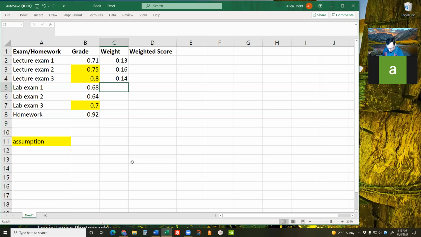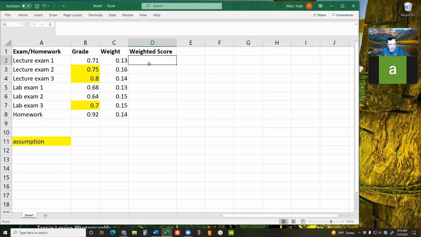Lab exam 1 is 13%. Lab exam 2 is 15%. Lab exam 3 is 15%. And your homework is weighted at 14%. Okay, so your homework is every bit as significant as lecture and lab exams. In other words, you are earning a part of your grade simply by completing your homework, and that's helpful to you in the final analysis.